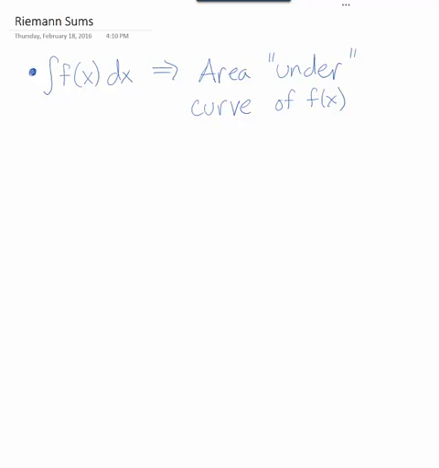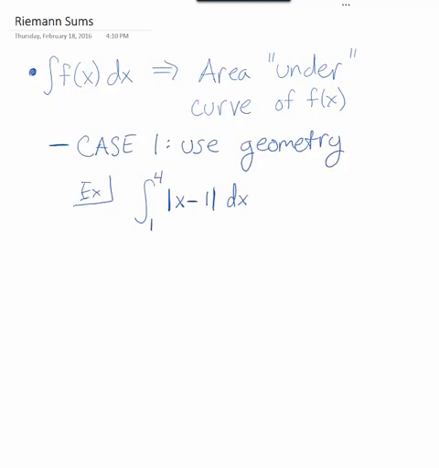So this is going to be the notes on Riemann sums, and in the last notes we talked about the integral of f of x dx, meaning the area under the curve of f of x. And so really we have two cases for this. Case one is we're just going to use geometry to compute this area. So if we have a problem like the integral from 1 to 4 of the absolute value of x minus 1 dx, then we'll go ahead and graph that.